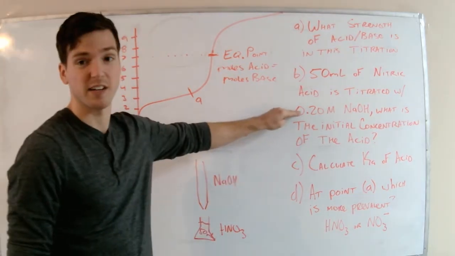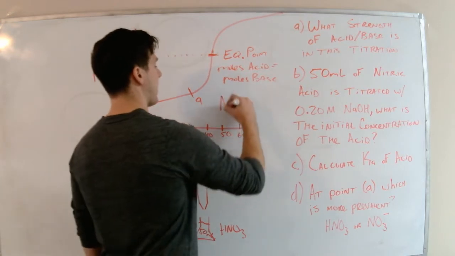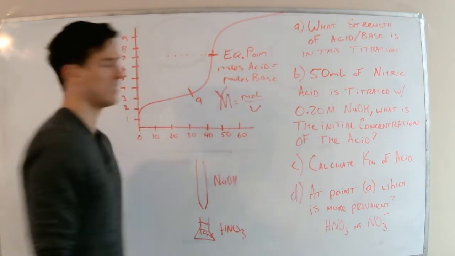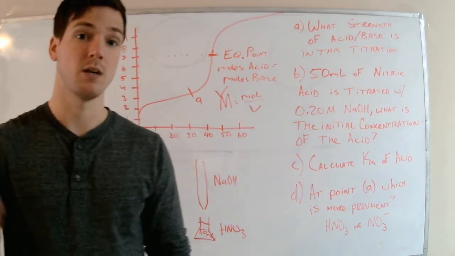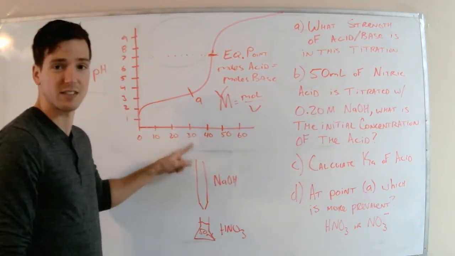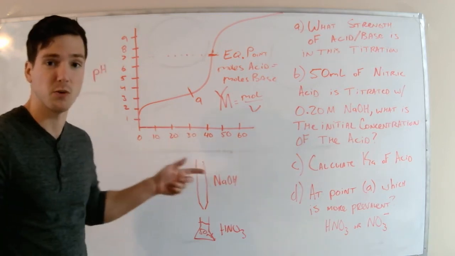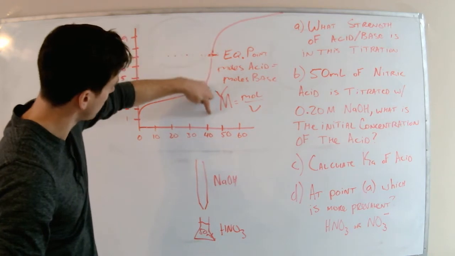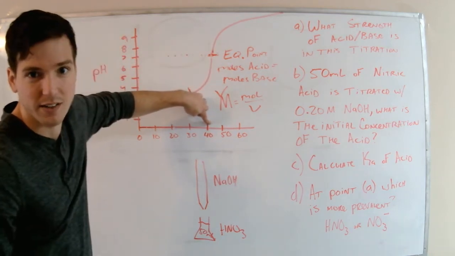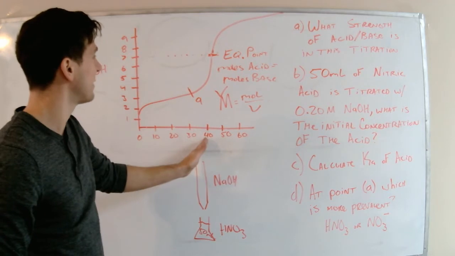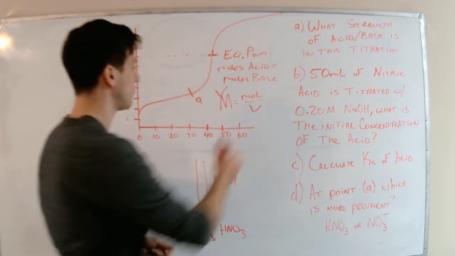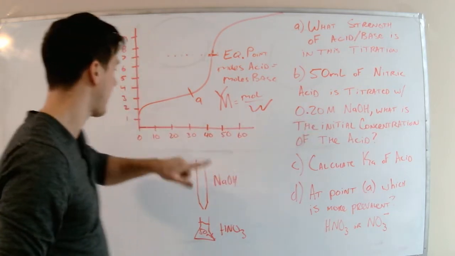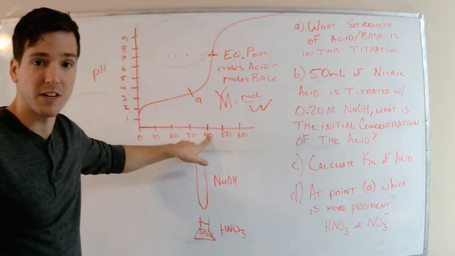But here's the thing, what do I have about the base? I have the molarity. Molarity equals moles over liters. I got that part. But do I have the volume? Yeah, it's down here at the bottom: volume added. So I go to the equivalence point, I go down, and let's say it's 40. The volume added to get to that equivalence point was 40. So now I have the molarity of the base and the volume of the base from my graph.